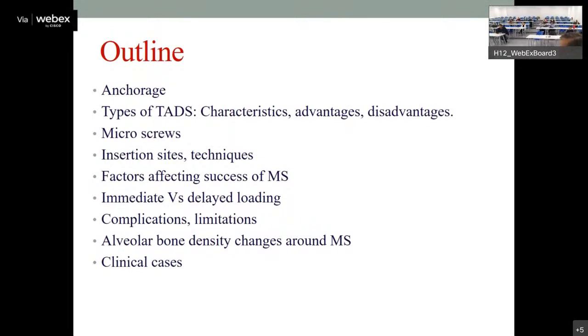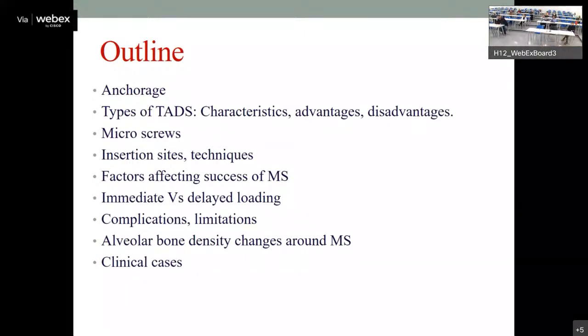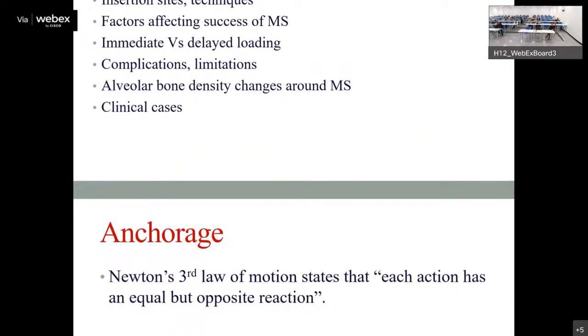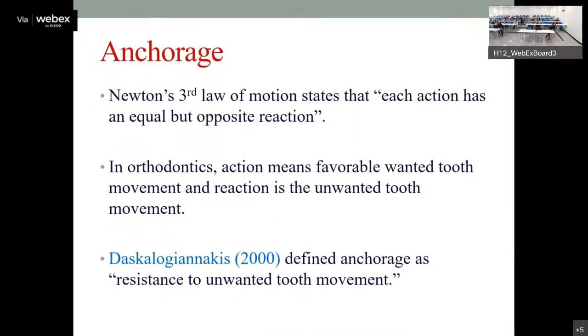We will talk also about immediate versus delayed loading. We also will talk about the complications and limitations of the microscrews, and finally we'll talk about one of our studies, which was carried out at Jordan University of Science and Technology, about alveolar bone density changes around microscrews. Then finally we'll show some clinical cases. So let's start with the anchorage.